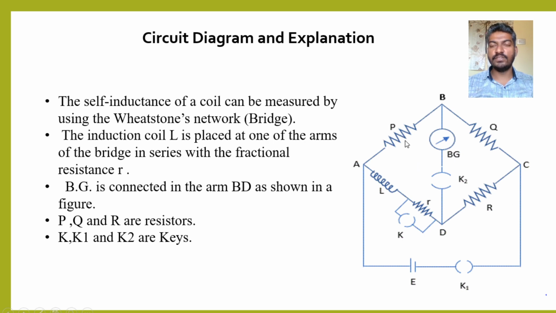But here in the circuit, in the arm AB, resistor P is connected. In the arm BC, resistor Q is connected. In the arm CD, resistor R is connected. And in the arm AD, an inductor is connected in series with the fractional resistance small r. Here, a ballistic galvanometer is connected in the arm BD with the key K2. A battery of EMF E is there, and K1, K2 are the other two keys.